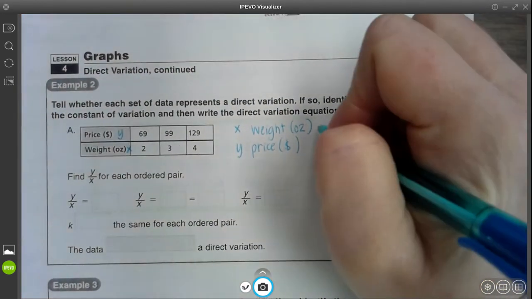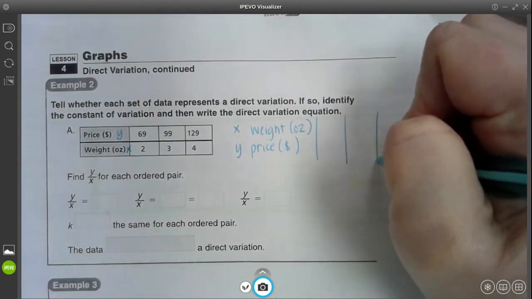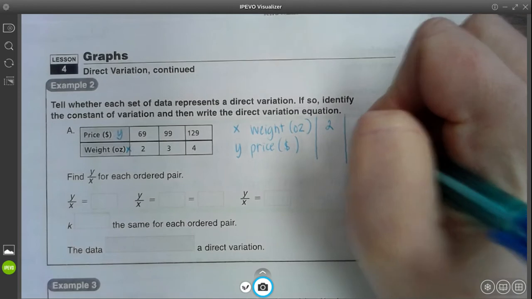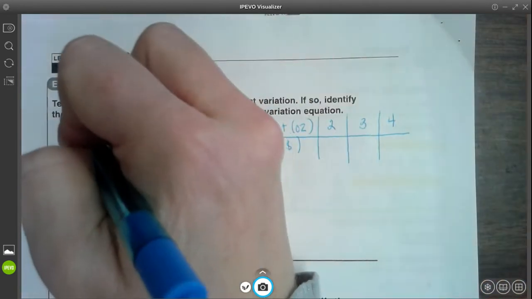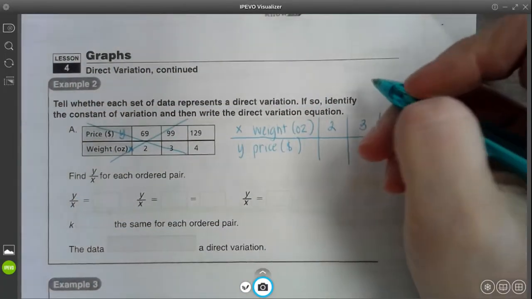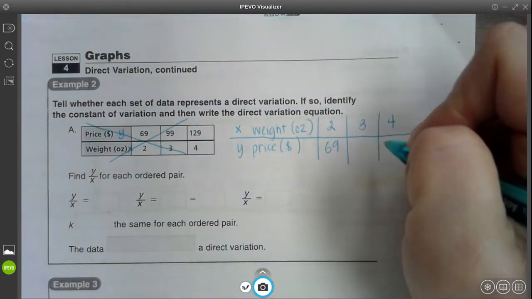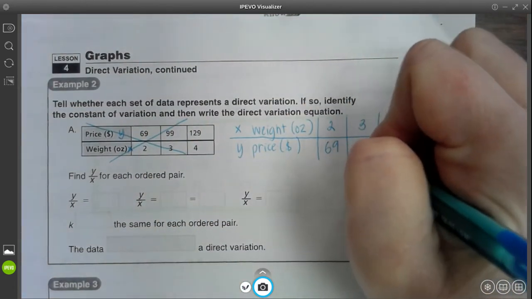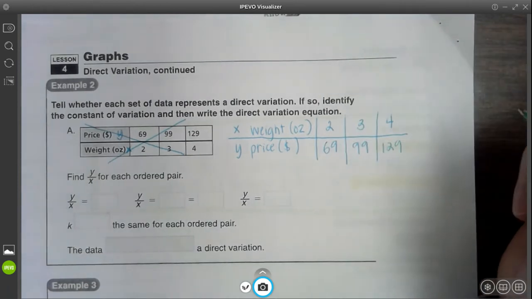We usually write this out so that x is on top and y is on the bottom. So I'm just going to rewrite this table, because you're not really going to be seeing it written this way, okay? So switching these around, 2 ounces costs $69, 3 ounces costs $99, and 4 ounces costs $129.